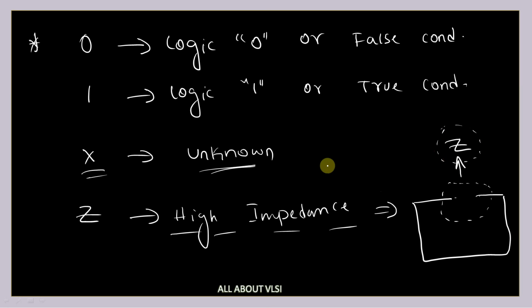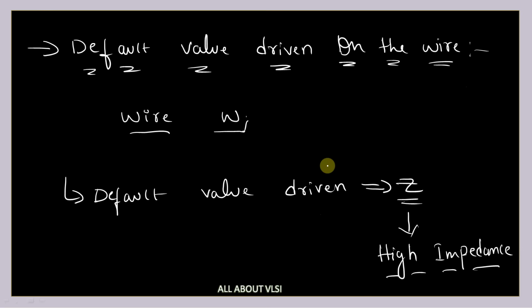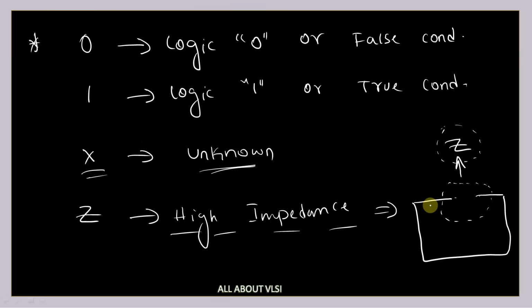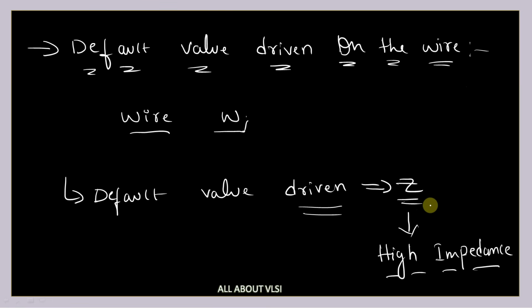Z is used to represent that particular unconnectedness. Here also we have discussed that a wire is used for connecting something, and if you are not writing assign W is equal to some value, then you are not driving any value, that is, the wire is unconnected. That's why the default value that is being driven on this wire is Z. Is it clear? That is the default value.